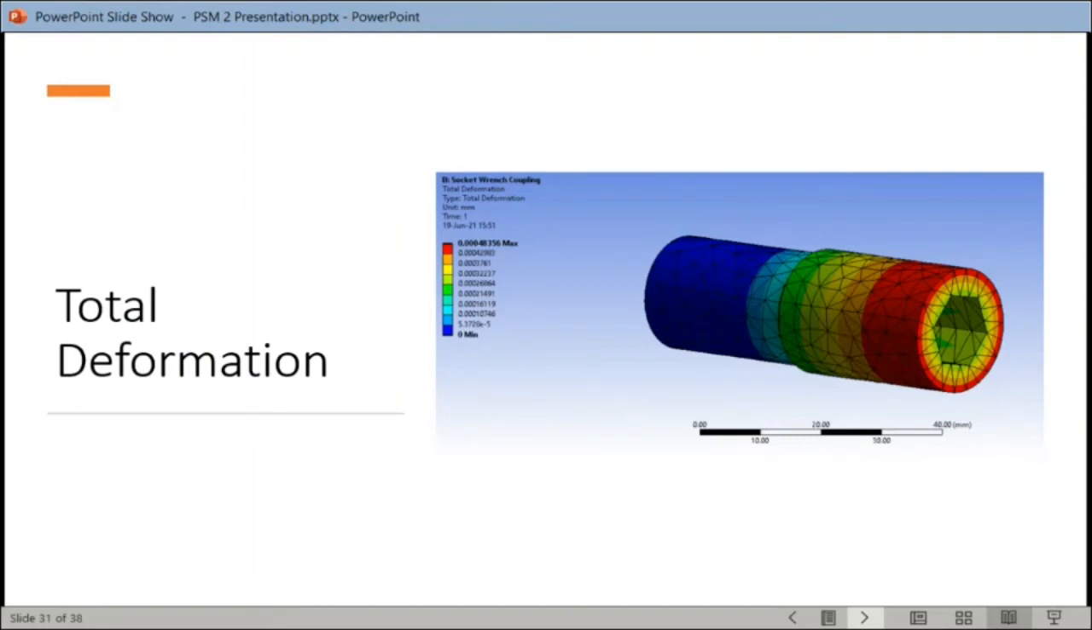For total deformation, when a 2 Newton-meter torque is applied, the maximum value of the total deformation is 0.00048356 millimeter, as shown in the diagram, which is at the red part of the diagram. The highest deformation occurs at the surface of the socket where the force is applied, and the smallest deformation occurs at the middle part of the socket, which experiences less force.